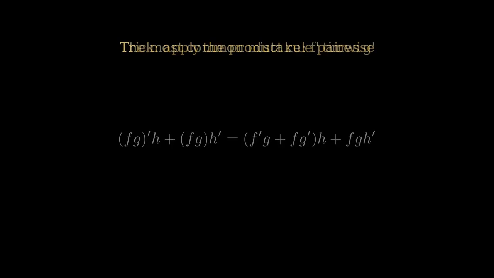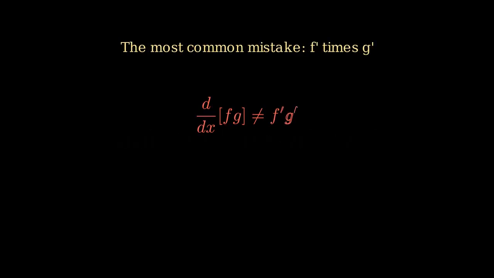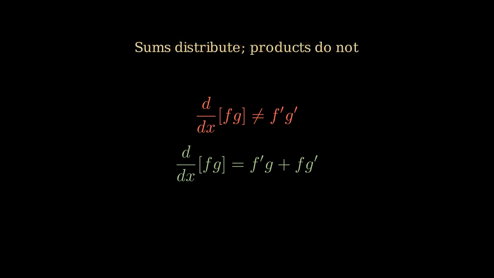Now the single most common product rule error to watch for: writing the derivative of f times g as simply f prime times g prime. That is wrong. The correct form is f prime times g plus f times g prime. This mistake happens because the sum rule really does distribute term by term, so learners wrongly assume products behave the same way. But a product is not a sum, and it does not distribute like one.